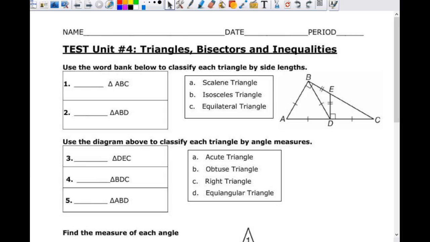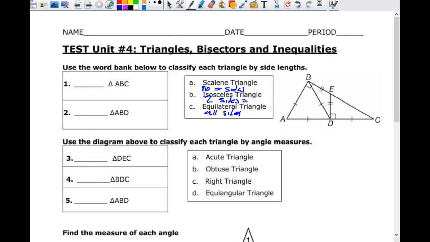So, a scalene triangle, none of the sides are the same. So, no equal sides. Isosceles triangles, two sides are equal. And an equilateral triangle, all sides are equal. I'm going to go pretty fast because we don't have that much time.